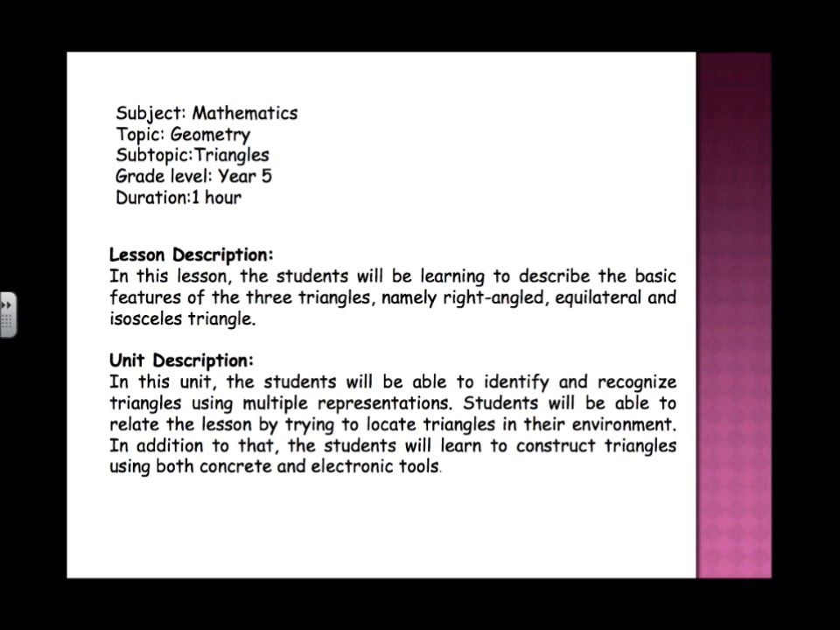In this second lesson, it is about triangles for the year 5 students. The duration of this lesson is 1 hour. For this lesson, I've listed the lesson description as well as the unit description. In this lesson, the students will be learning to describe the basic features of the three triangles, namely right angle, equilateral, and isosceles triangle.